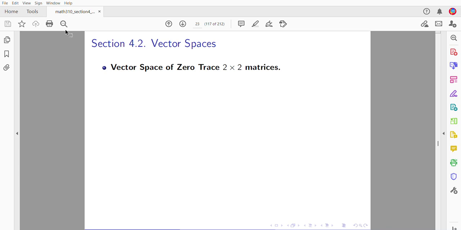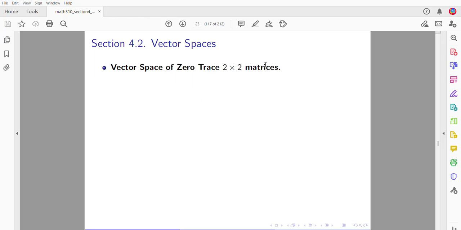Welcome back. Here is an important example. Vector space of zero trace 2 by 2 matrices. There's nothing special about 2 by 2. You could have n by n, but any square matrix. Vector space of zero trace.